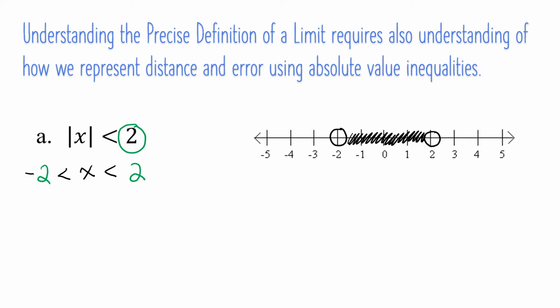What you might notice is that the center of this graph is at 0, and then the distance between 0 and the boundary, so between the center and the boundary, is 2 on either side.